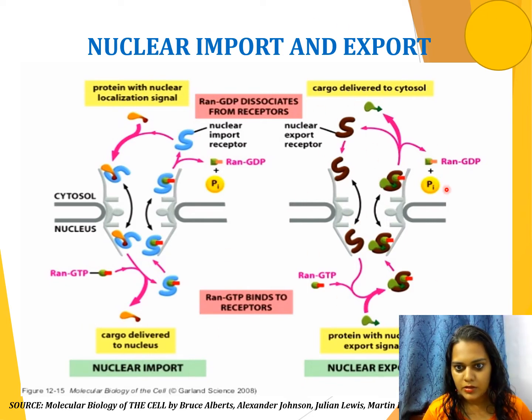Now, looking towards the nuclear export, focus on this again. This is the nuclear export receptor. It is going from the cytoplasm into the nucleus. In the nucleus, it binds with both RAN GTP and the protein with nuclear export signals. Now this complex moves from the nucleus to the cytoplasm. In the cytoplasm, it dissociates into RAN GTP plus phosphate and the cargo protein, and the nuclear export receptor is again in its native form, ready to bind another cargo for export.